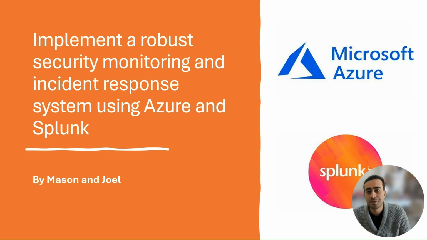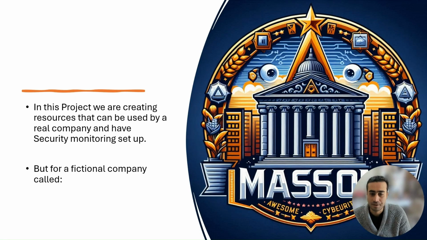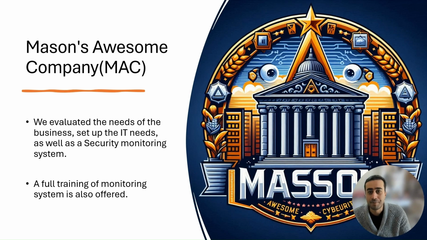Implement a robust security monitoring and incident response system using Azure and Splunk by Mason and Joe. In this project, we are creating resources that can be used by a real company and have a security monitoring setup, but for a fictional company called Mason's Awesome Company. We evaluated the needs of the business to set up the IT needs as well as a security monitoring system. A full training of the monitoring system is also provided.